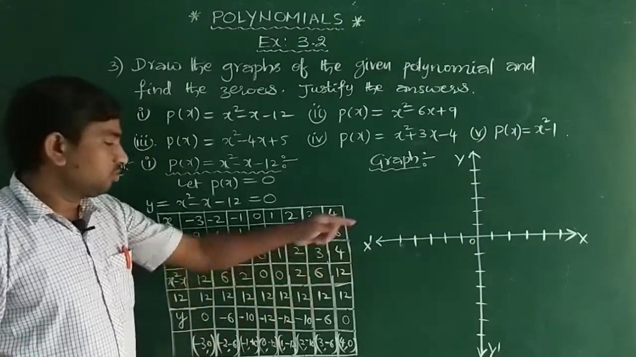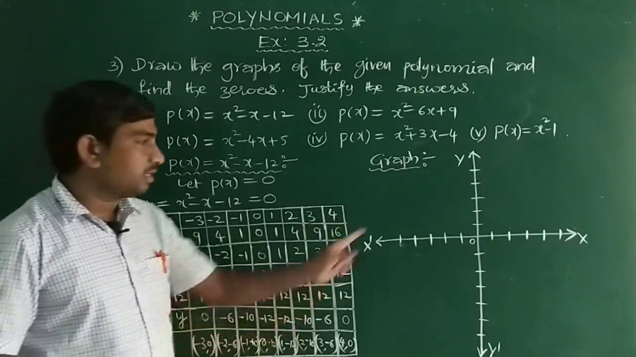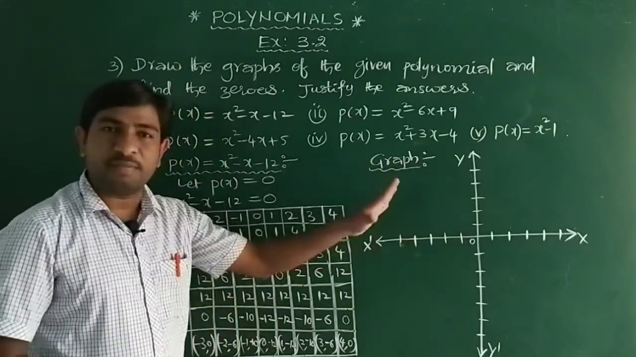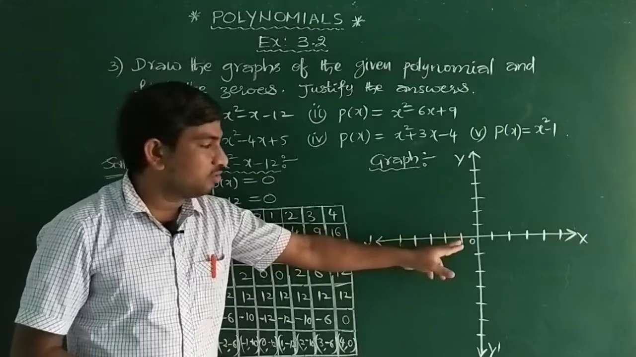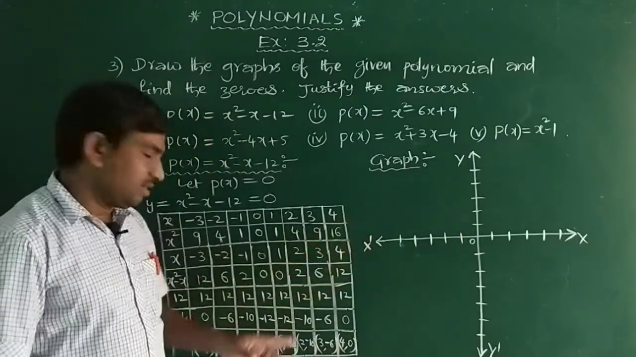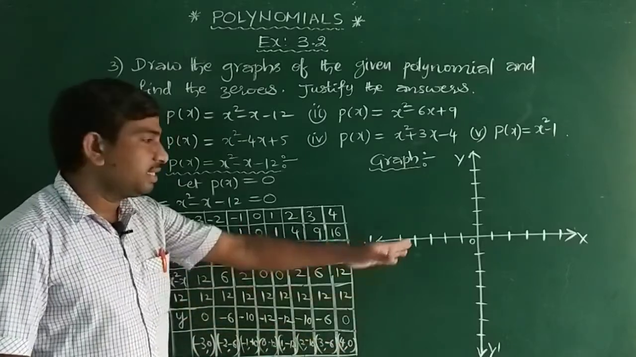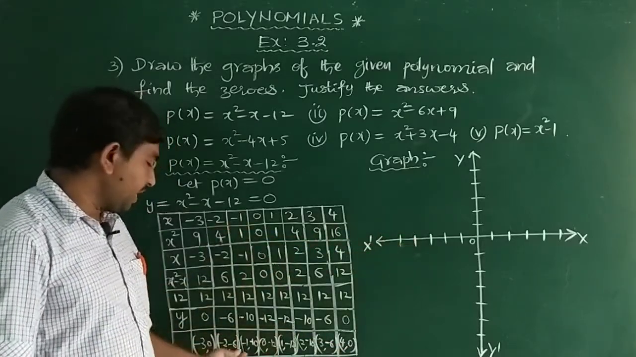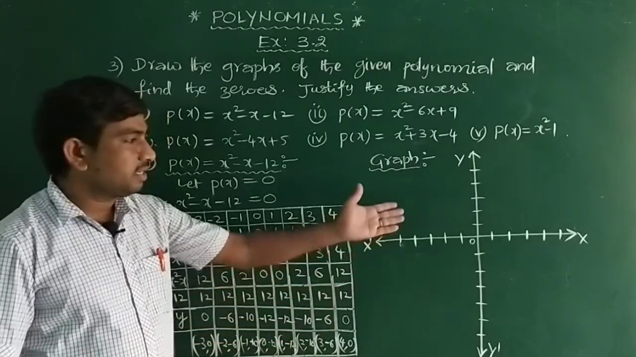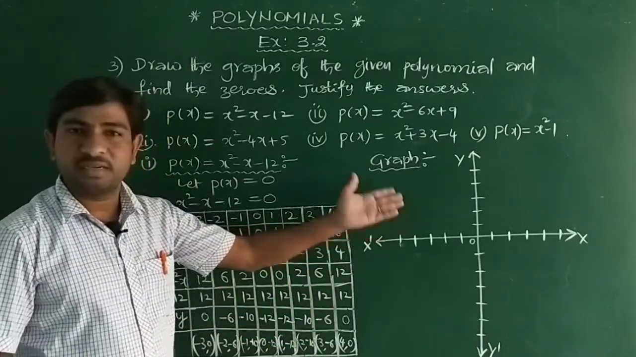How will it be? Plot all these ordered pairs on the graph paper. This is our model graph paper, you can consider it as a graph paper. I already marked the numbers on it. For our requirement we have to consider the scale. On the x-axis it is easy, only single-digit numbers, but on the y-axis we have to go up to 12, so consider 1 unit equal to 2 centimeters, that is better.